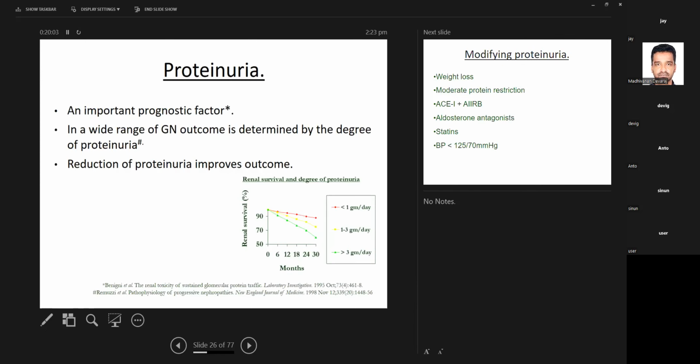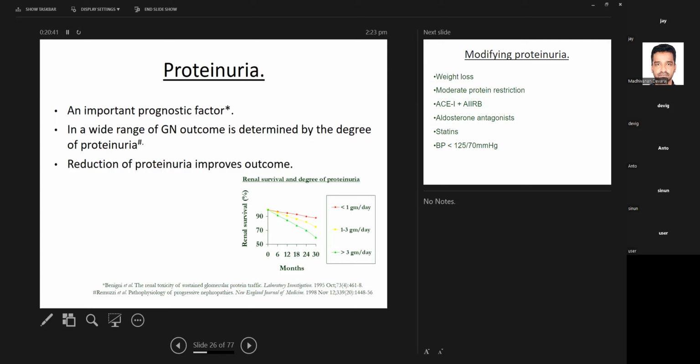Another extremely important target that we focus on in terms of therapeutics in chronic kidney disease is proteinuria. And I mentioned that high blood pressure is a risk and an independent risk of progression. And if we intervene, then we can improve outcomes. The same is true with proteinuria. So this very old slide shows that if you have heavy proteinuria, more than 3 grams a day, your kidney prognosis is much worse than if you have moderate proteinuria, and much worse than if you have mild proteinuria.